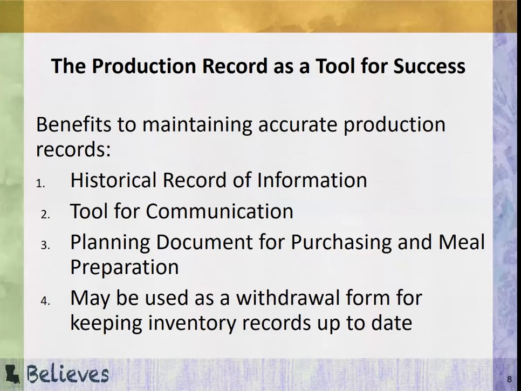And last, production records help school food service staff plan which foods to purchase and how much to prepare in order to prevent food waste while ensuring staff does not run out of food during meal service. Additionally, food production records may be used as a withdrawal form for keeping inventory records up to date. Now, this can be especially important as there is an area to designate where USDA foods are used on the production record. And as we know, USDA foods must be inventoried and monitored very closely so that it is correct upon audit.